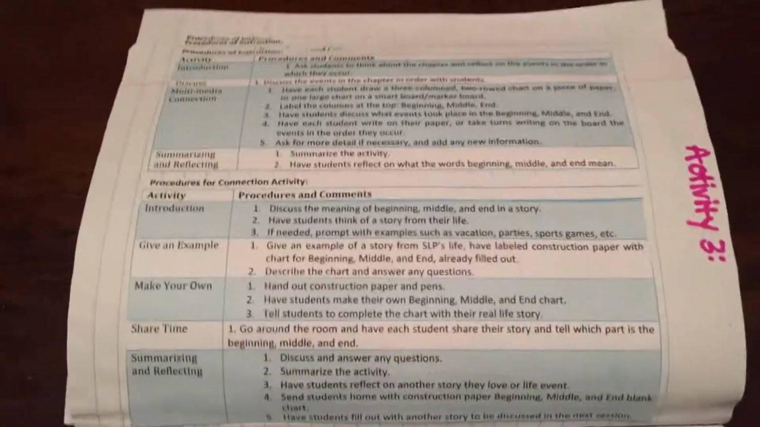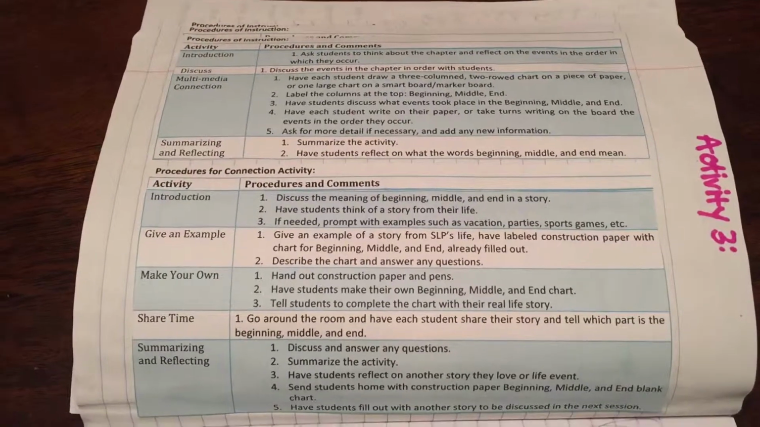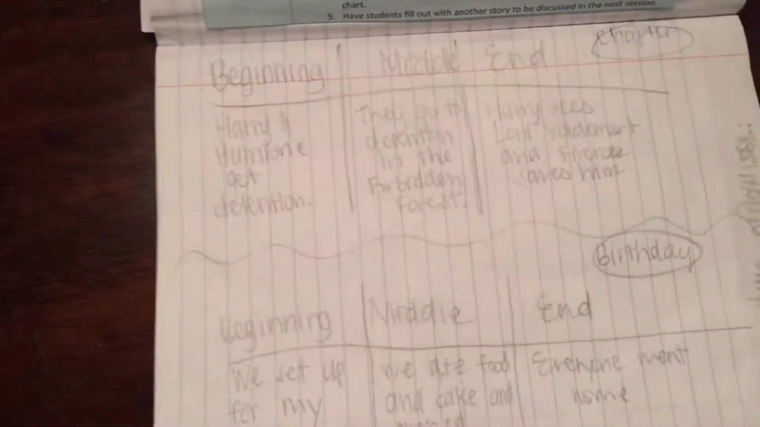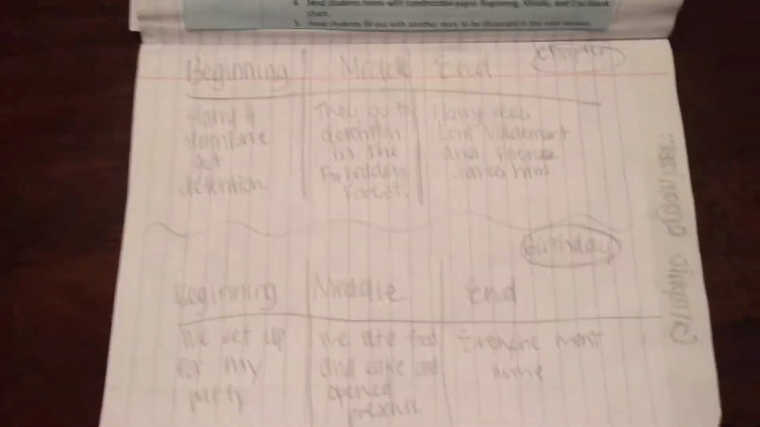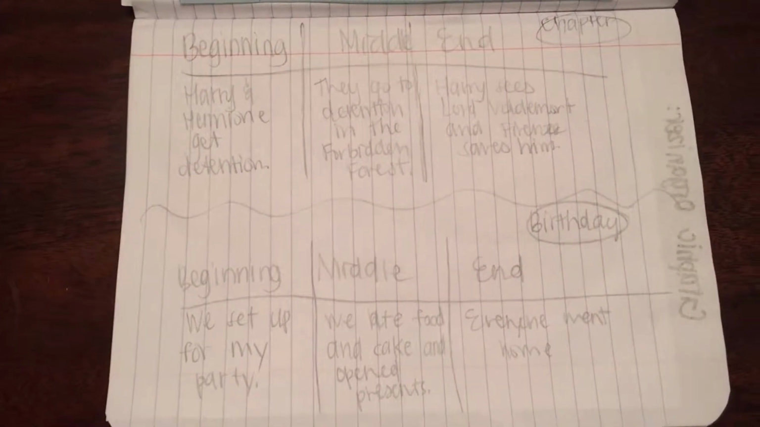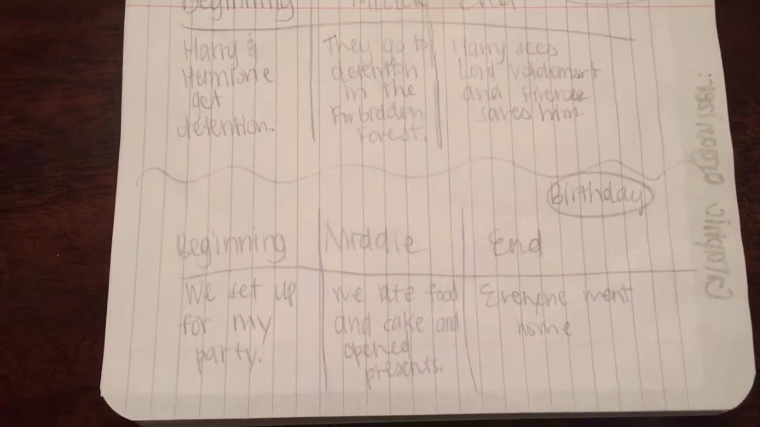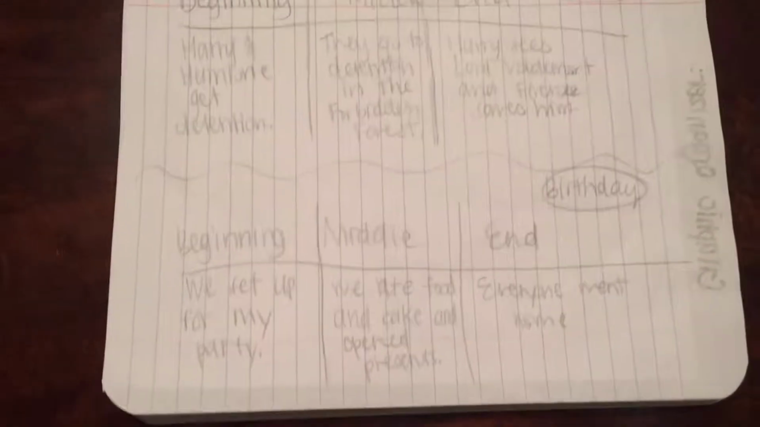Okay, here's the third activity. And in this one they had to talk about what happens at the beginning, middle, and end of this chapter, and then take an event from their life and do the beginning, middle, and end of the event from their own life as well.